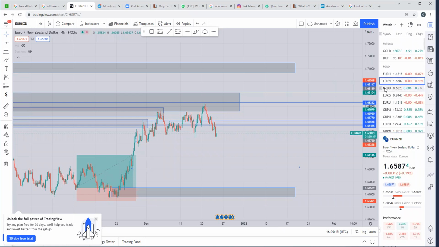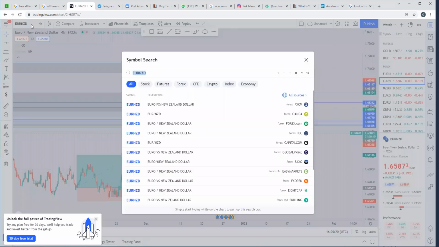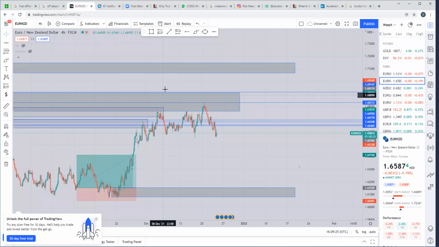How do I open a new chart? Okay, sorry, I'm coming. Euro NZD FXCM. Let's see if it opens. It didn't open quickly.